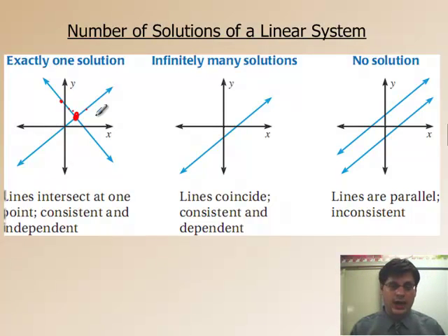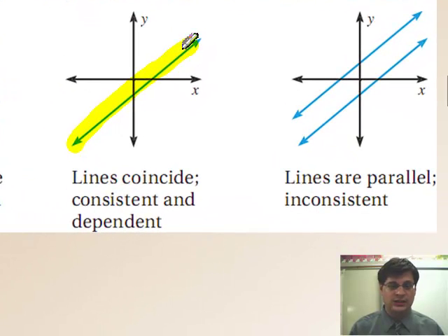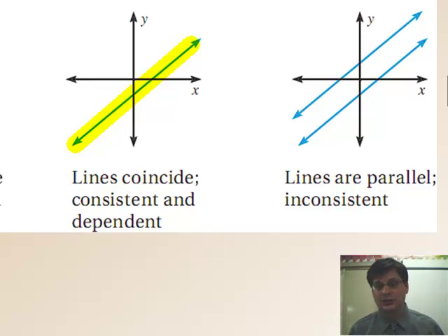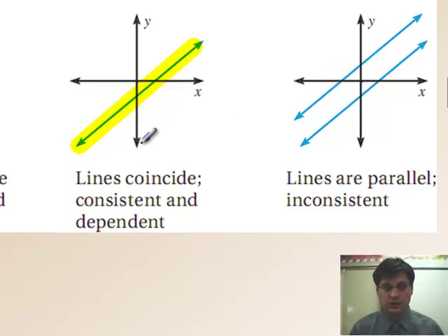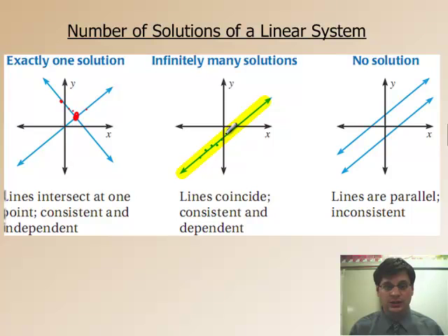But let's say you graph it and you draw one line, and then when you draw the second line, it's right on top of the first line. It's the same line, which means there's an infinite number of solutions, which means there's an infinite number of points of intersection. Every point on here is a point of intersection, so we say there's infinitely many solutions.